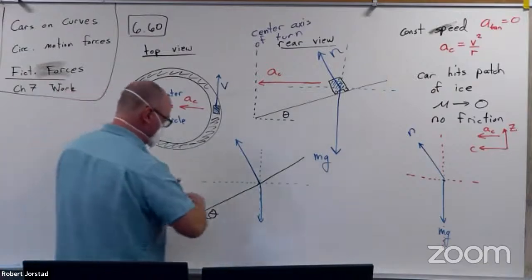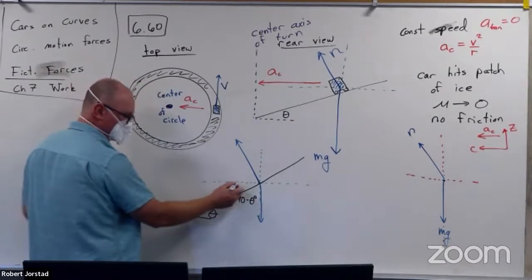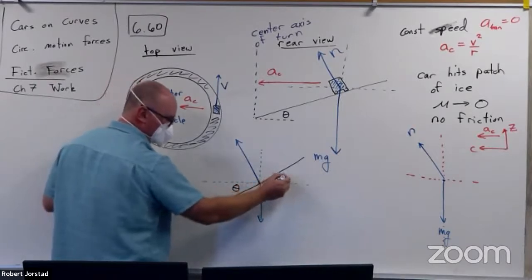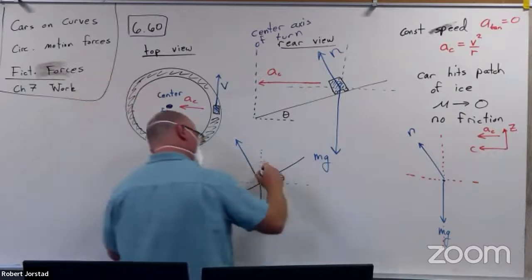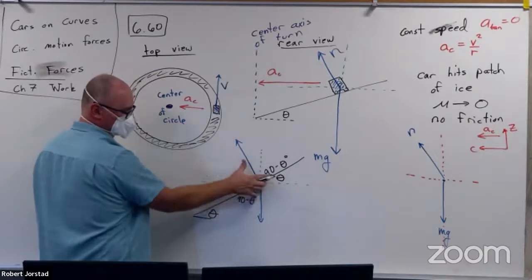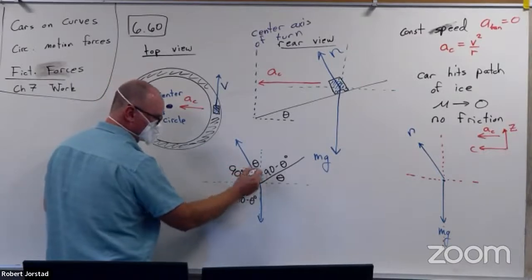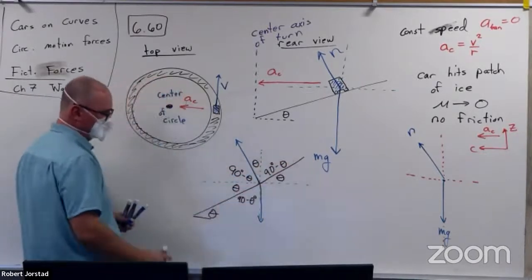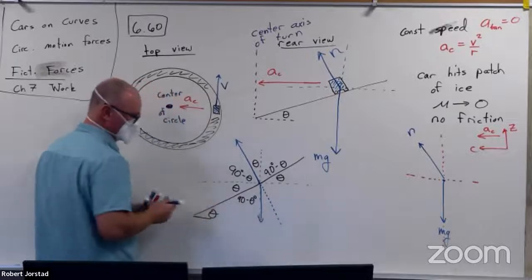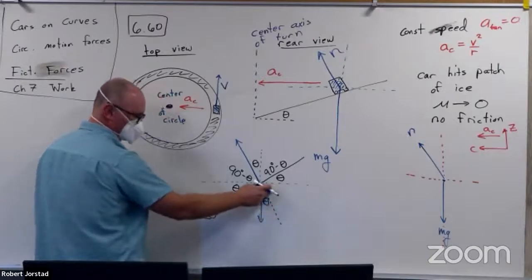90 minus theta, good. What's this angle right here? Theta. What's this angle right here? Theta. Opposite angles, whatever the geometry rule. What's this angle? 90 minus theta. What's this angle then? This is a right angle, so this is theta. Well, what's this one? Whoops. Oh, there we go. And then I guess if you really wanted to, take a look. We could even back project this normal force here. What's this angle in here? Theta. So what's left for this one?